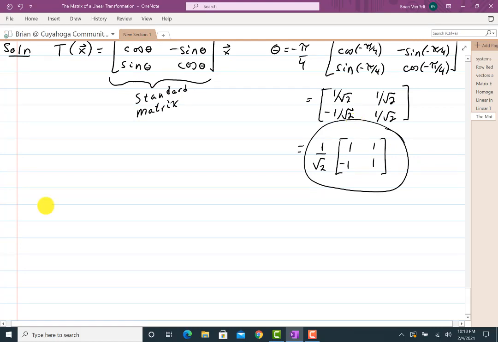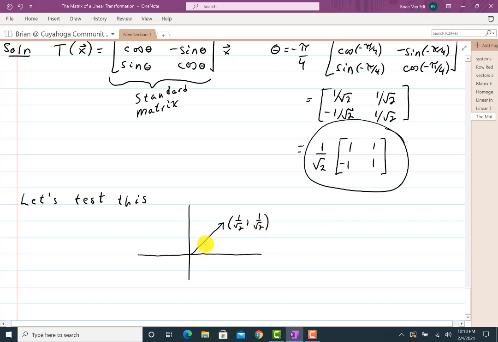Let's test it. So what I want to do is let's pick a point. So I'm going to pick a specific point and see if it rotates to where I think it should be. Well, the most natural point to see is, let's call it 1 over radical 2, comma 1 over radical 2. So this angle is at pi over 4. That's why I'm choosing it. So there's my point. It's a point on the unit circle.